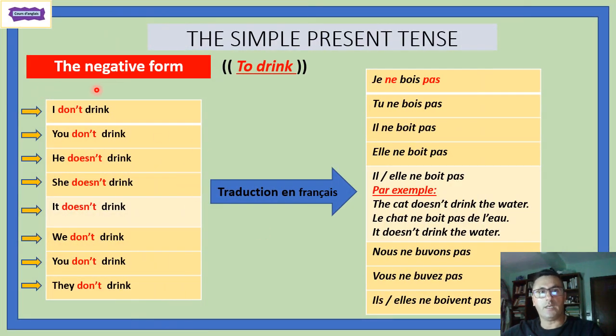Maintenant, nous allons voir the negative form. C'est la forme négative. Toujours le même verbe, to drink. I don't drink. Voilà la traduction en français. Je ne bois pas. Je vais vous lire juste la forme négative. Et comme vous voyez ici, vous avez déjà la traduction en français. I don't drink.